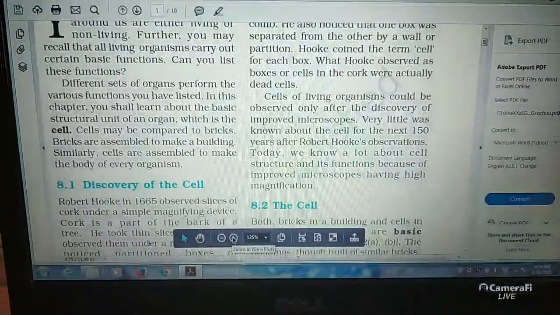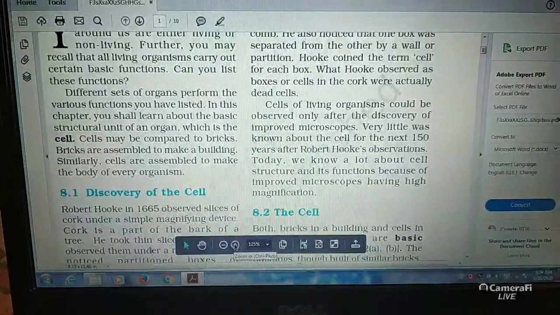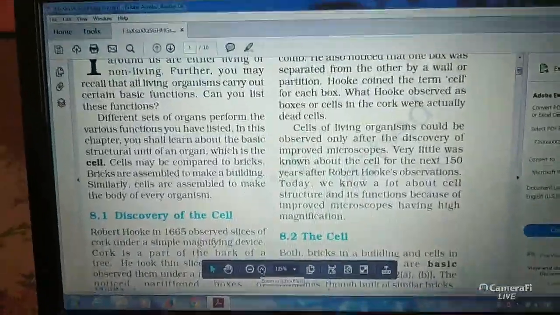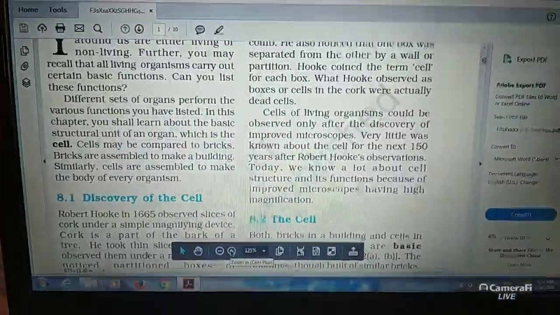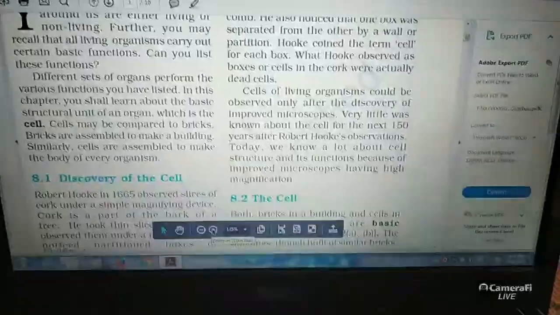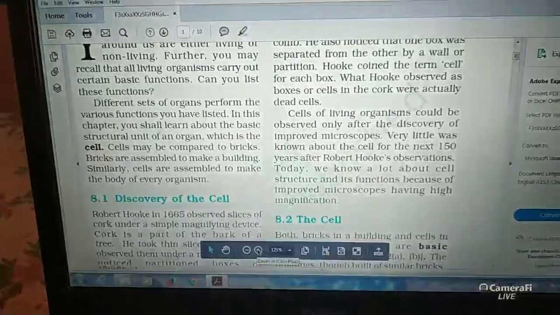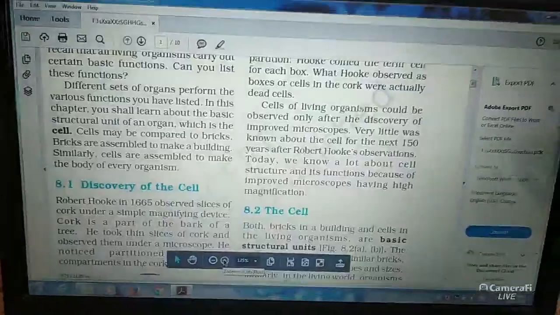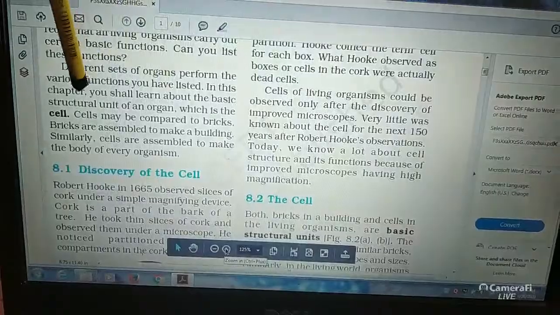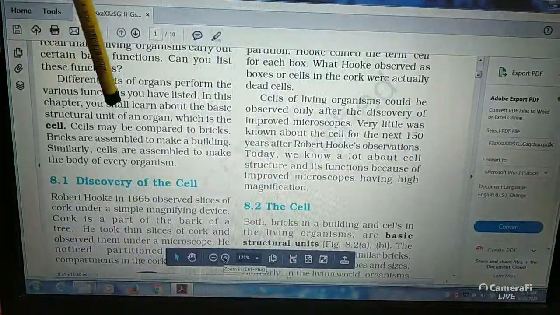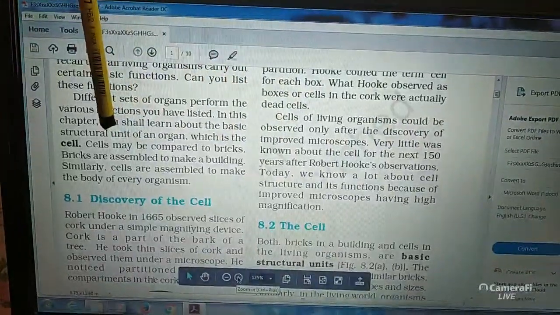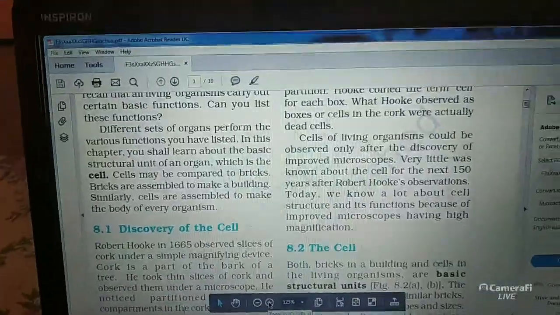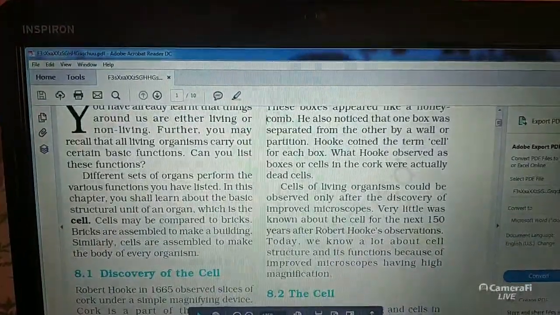So the total school structure can be compared with our body, and the basic thing will be the cell. The cell will be the structural and functional unit of the organism. In this chapter you shall learn about the basic structural unit of an organism, which is the cell. Okay students, now the discovery of the cell, I have told you.